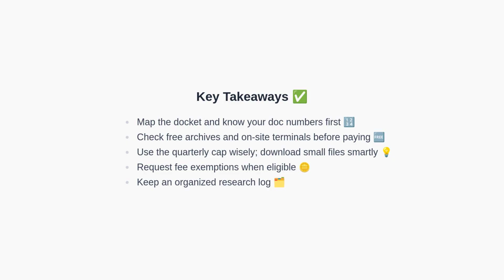Here are the essential takeaways. First, map the docket and identify exact document numbers. Second, consult free archives and on-site terminals before paying. Third, use the quarterly cap strategically for small files. Fourth, seek fee exemptions when eligible. Finally, keep an organized research log to avoid duplicative costs and confusion. To conclude, let us summarize and point you to your next steps.